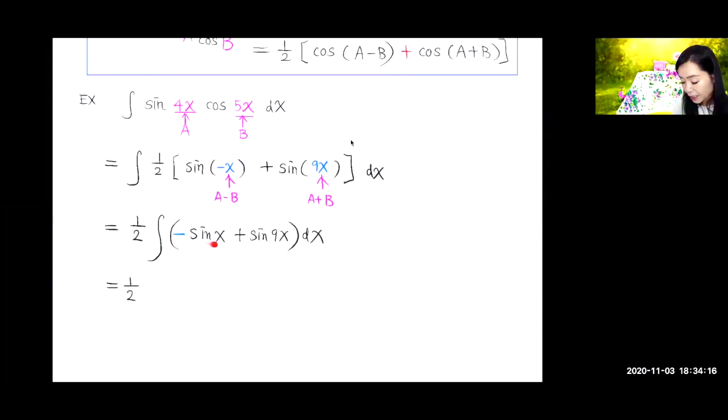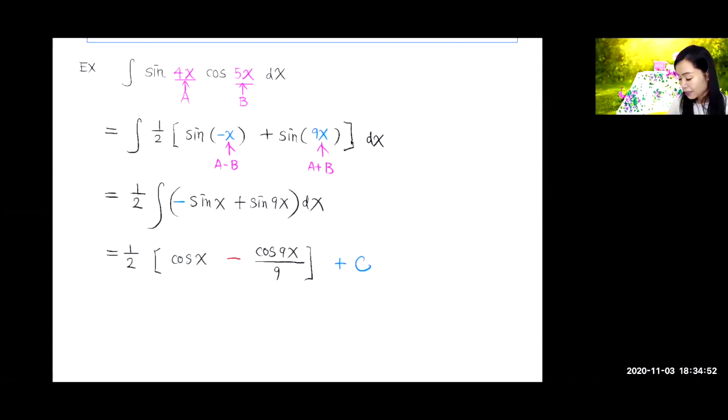Antiderivative of negative sine x is cosine x. Antiderivative of sine 9x here is negative cosine 9x over 9. And this is an indefinite integral, so don't forget to add a constant c. Now we're done with our lesson. So done with section 7.2.